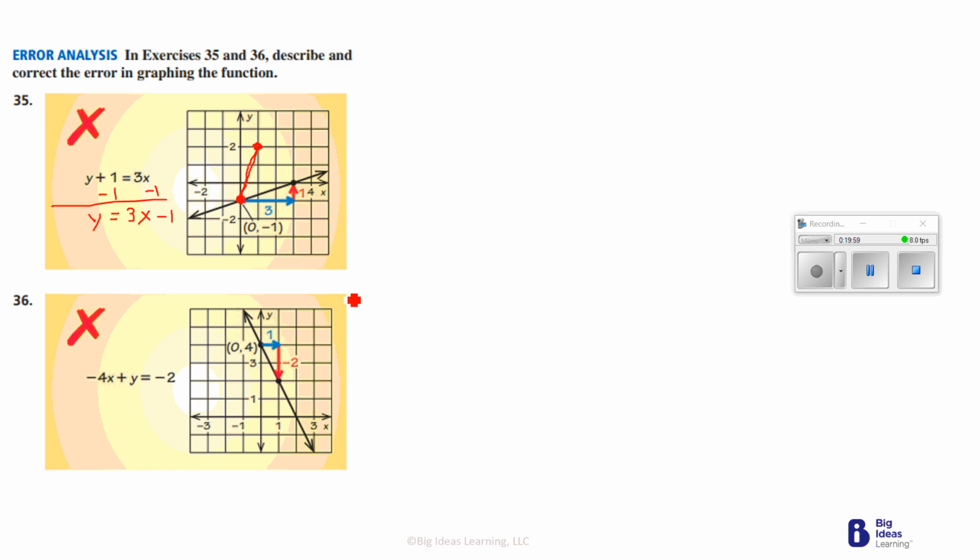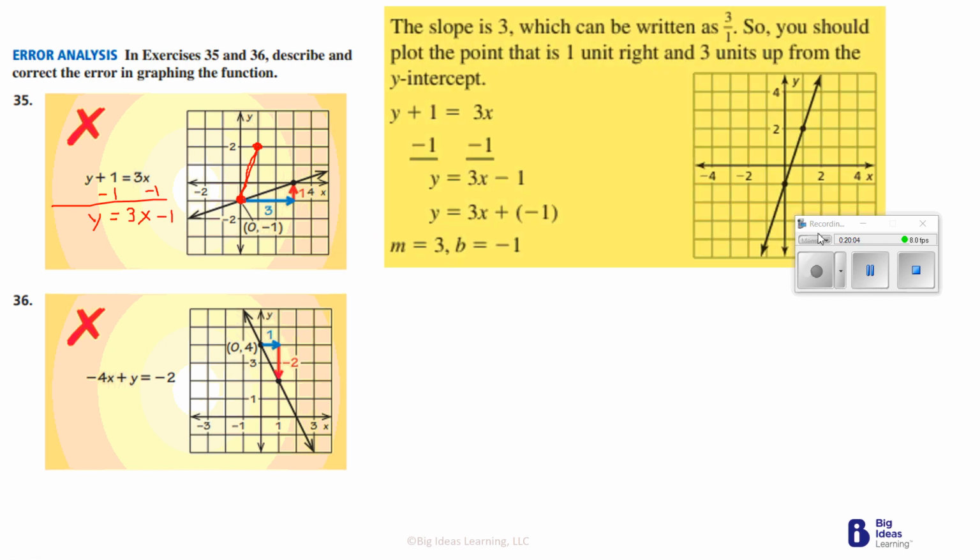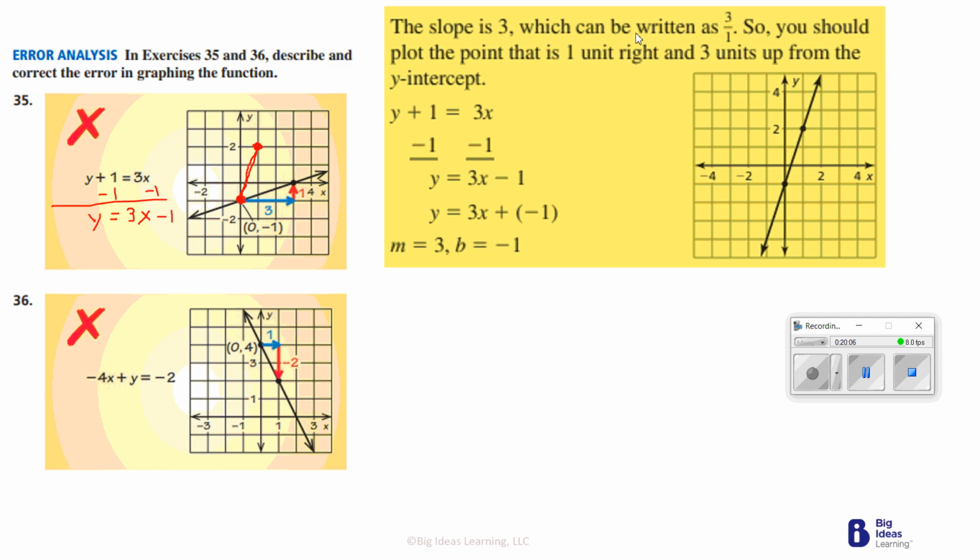Let's see. So according to this, it says the slope is 3, which can be written as 3 over 1. So you should plot a point that is 1 unit to the right and 3 up. That's what we said. 1, 2, 3 over 1, just like I have over here. And that means it's going to be negative 1 for my b. My slope is 3. You have number 36 to do.